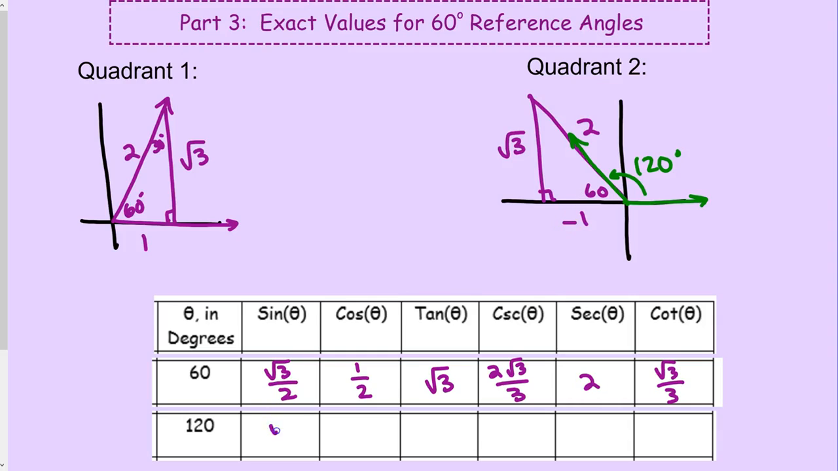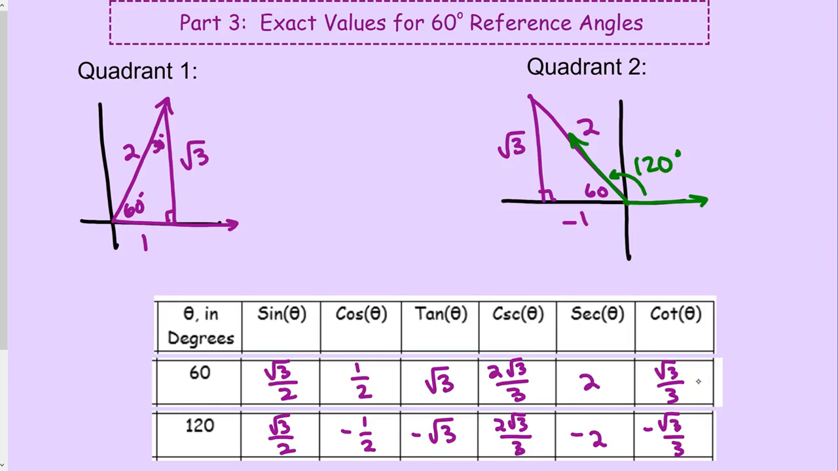So the sine is going to be square root 3 over 2. The cosine is negative 1/2. The tangent is negative square root 3. The cosecant is 2 square root 3 over 3. The secant is negative 2, and the cotangent is negative square root 3 over 3.